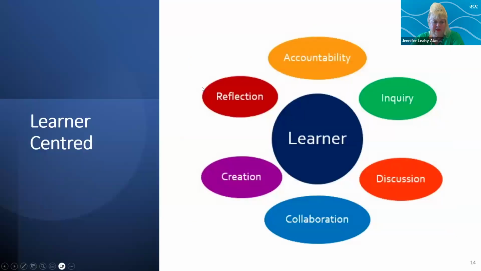Here's a model here that I have found around learner-centered teaching. So this model here, getting back to our model about learner-centered teaching, of course places the learner in the middle. And again, none of this will be particularly new to you, but as I said, I'm attracted to simple models that just remind me, yes, that's what it's about. Let's give our learner the accountability for their own learning. Help them inquire, help them discuss, and the importance of collaboration, the importance of some creation in the learning, and always give them opportunity to reflect on their learning.